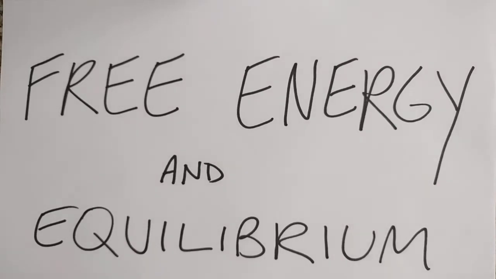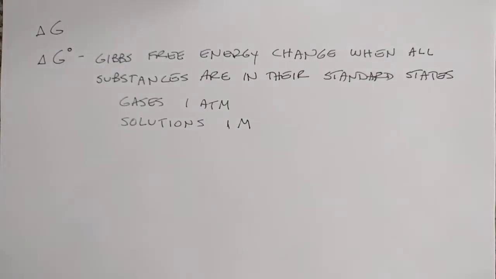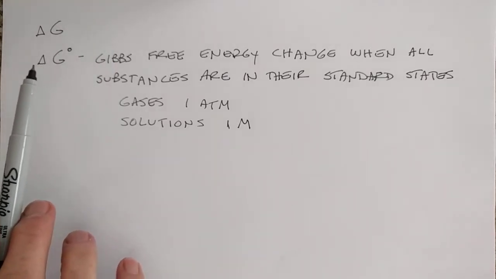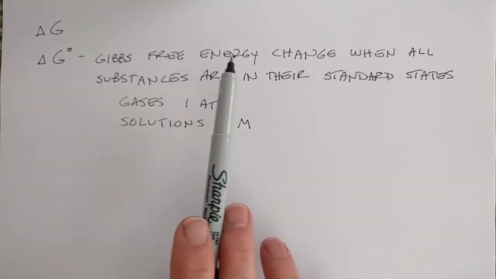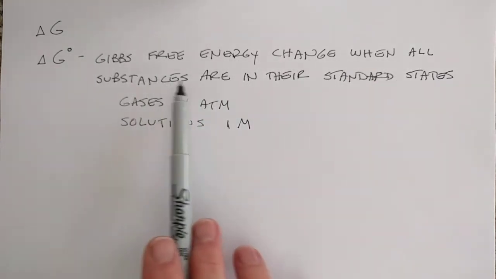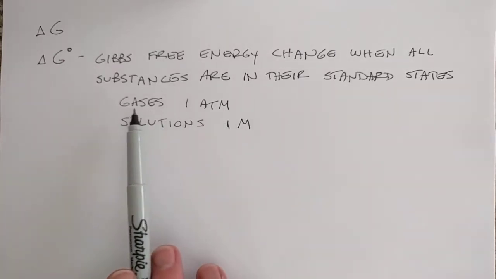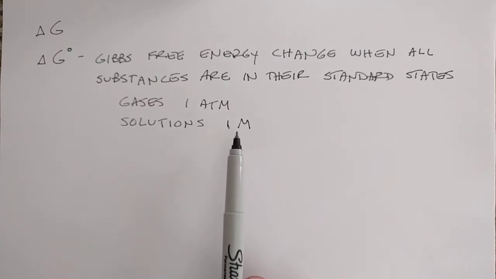This lesson is on free energy and equilibrium. So we have delta G, that can be when our substances are in any state. And then we have the delta G zero. And this is our Gibbs free energy change when all the substances are in their standard states. So that means if we have a gas, it has to be at 1 atmosphere. And if we have a solution, it has to be at 1 molar.